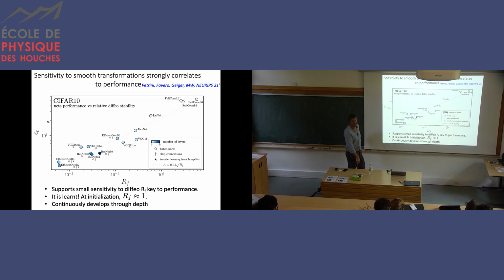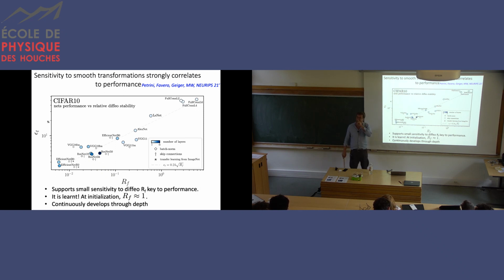And so that's the key empirical result of this part, which is that you have a very strong correlation between the two. The best networks precisely seem to be those which are very insensitive, or stable. They are very stable to smooth transformations.